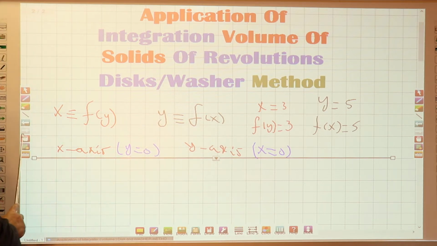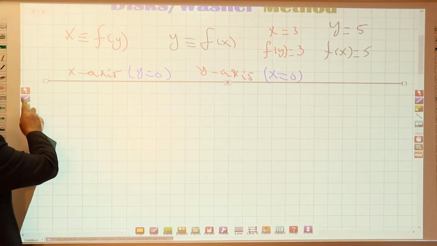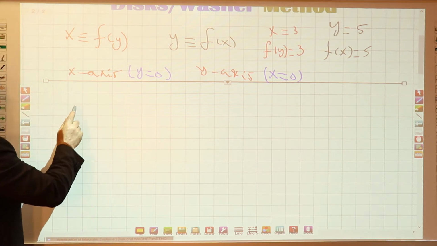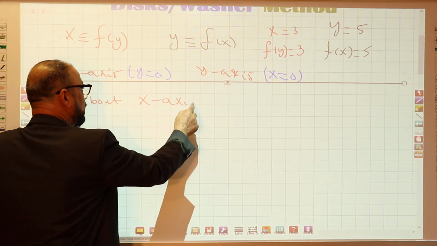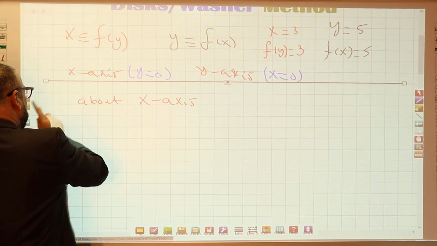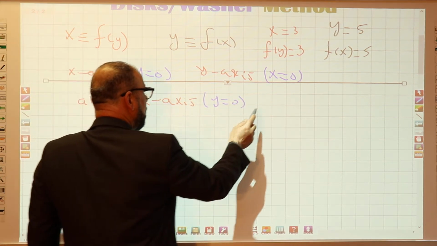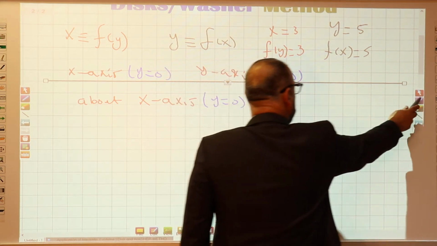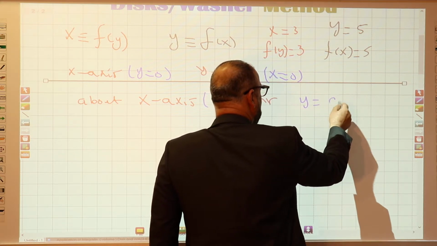Now for the disk and the washer method, quickly, I'm going to remind you what you have to do. If you're revolving about the x-axis, what does the x-axis mean, guys? y equals 0, or y equals any other value, like 3, 4, 5, 6, any constant, like C.